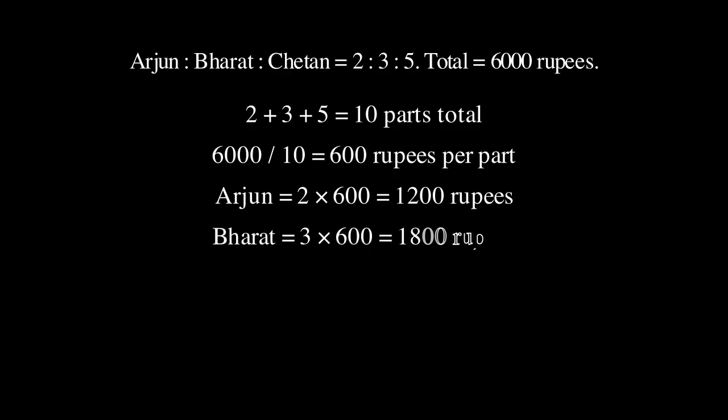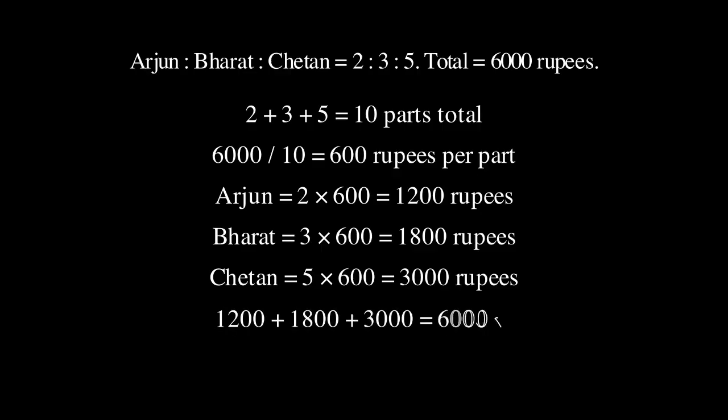Burrit has 3 parts, so his share is 3 times 600, which is 1,800 rupees. Chetan has 5 parts, so his share is 5 times 600, which is 3,000 rupees. Checking, 1,200 plus 1,800 plus 3,000 gives back 6,000 rupees, so the split is correct.